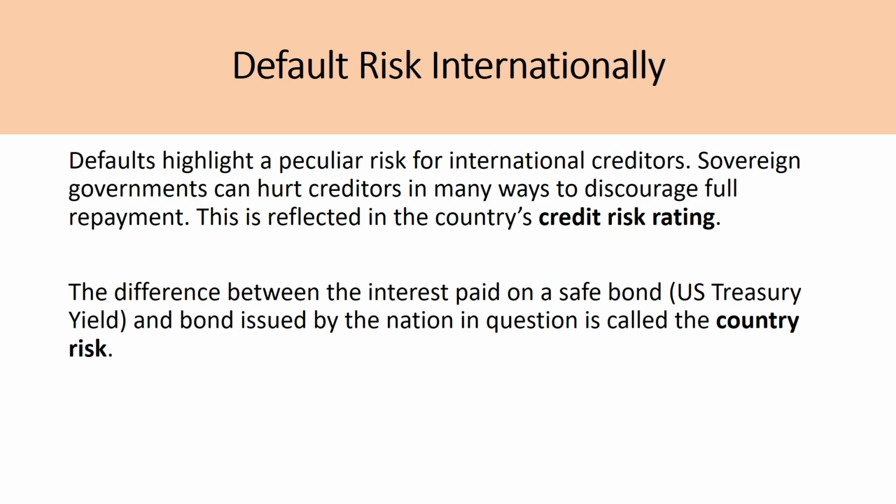Okay? So default risk internationally, and this is something that we'll look at especially later on as you look at different interest rates and analyzing interest rates. Now, defaults highlight a peculiar risk for international creditors. Sovereign governments can hurt creditors in many ways to discourage full repayment. This is reflected in the country's credit risk rating. The difference between the interest paid on a safe bond and the bond issued by a nation in question is called the country risk. So say, for example, essentially what this means is, say you are country A and I am country B. Country A is incredibly risky and country B is incredibly safe. Okay?